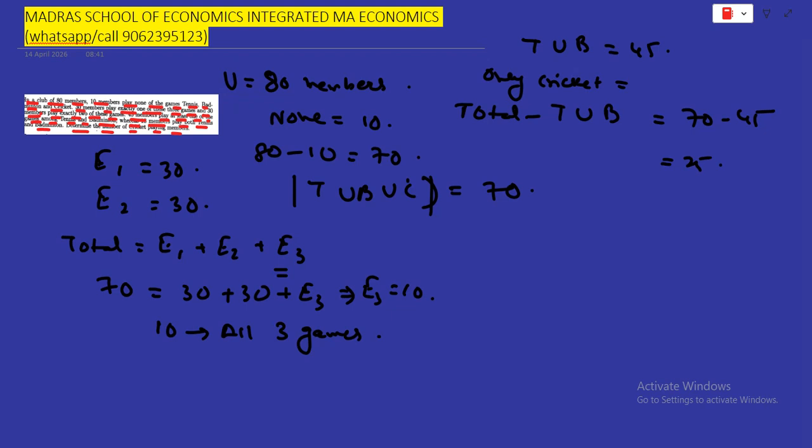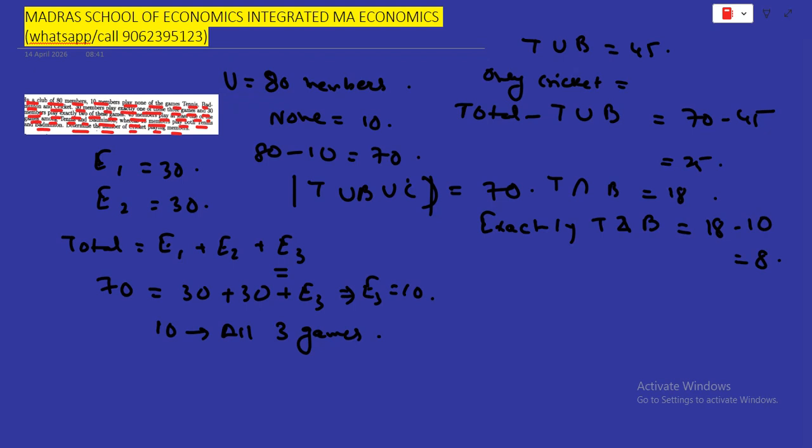Now we are told that T intersection B is 18. This includes the people playing only tennis and badminton and the people playing all the three. So we know all the three, E3, is 10. So exactly tennis and badminton is 18 minus 10, that is 8.